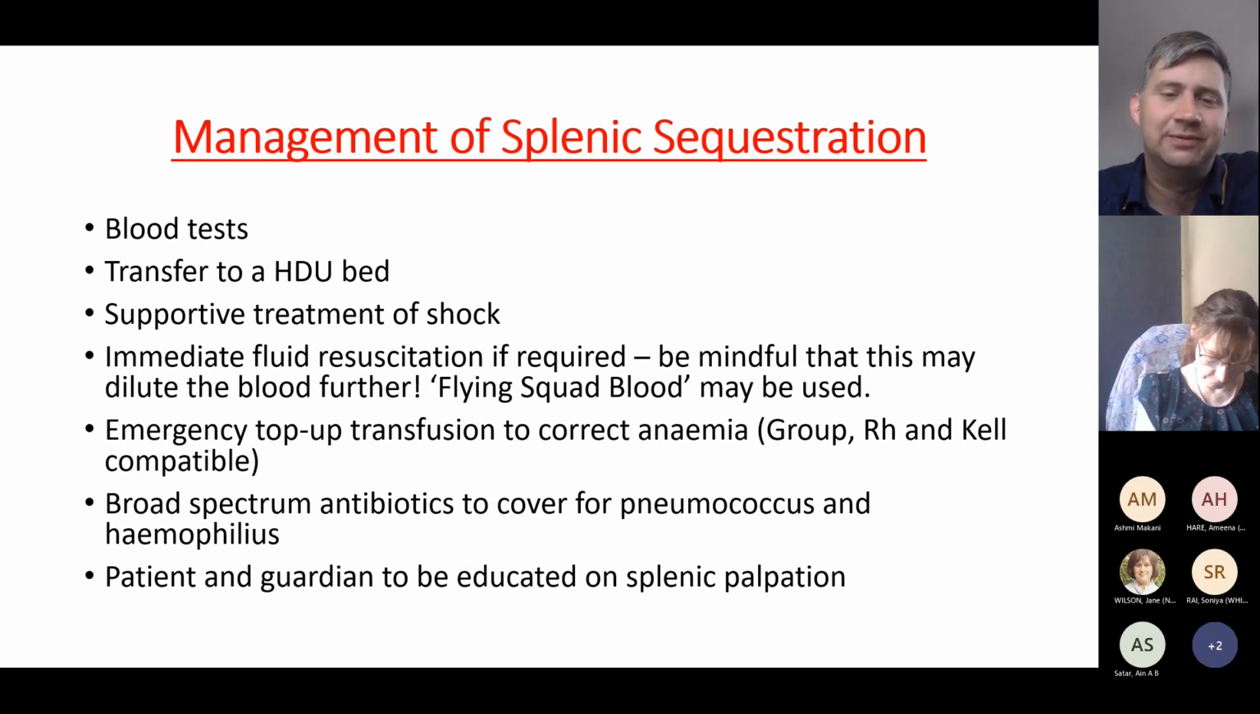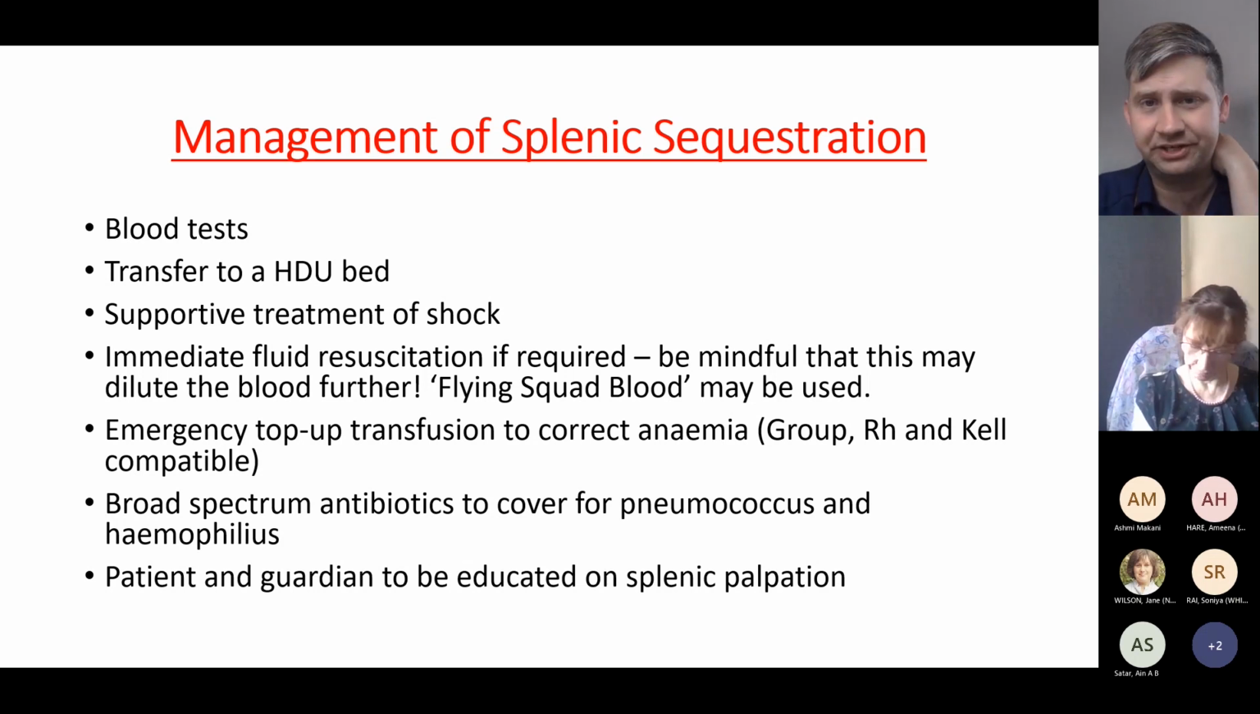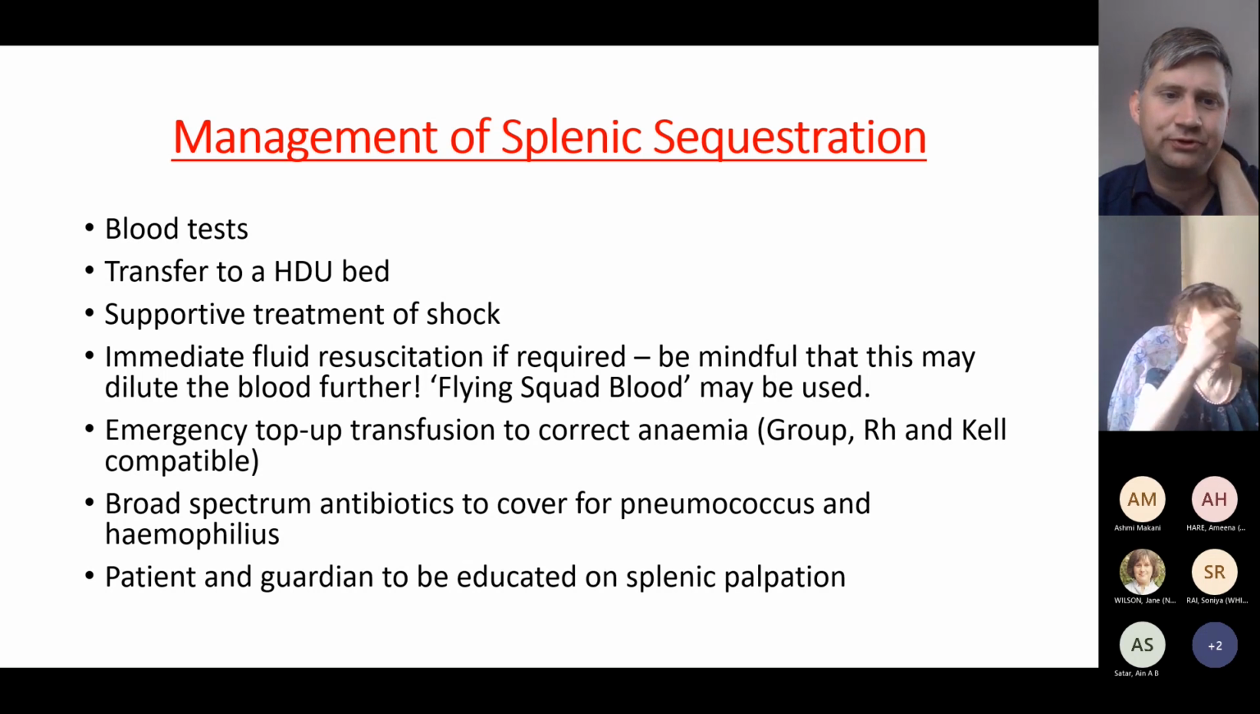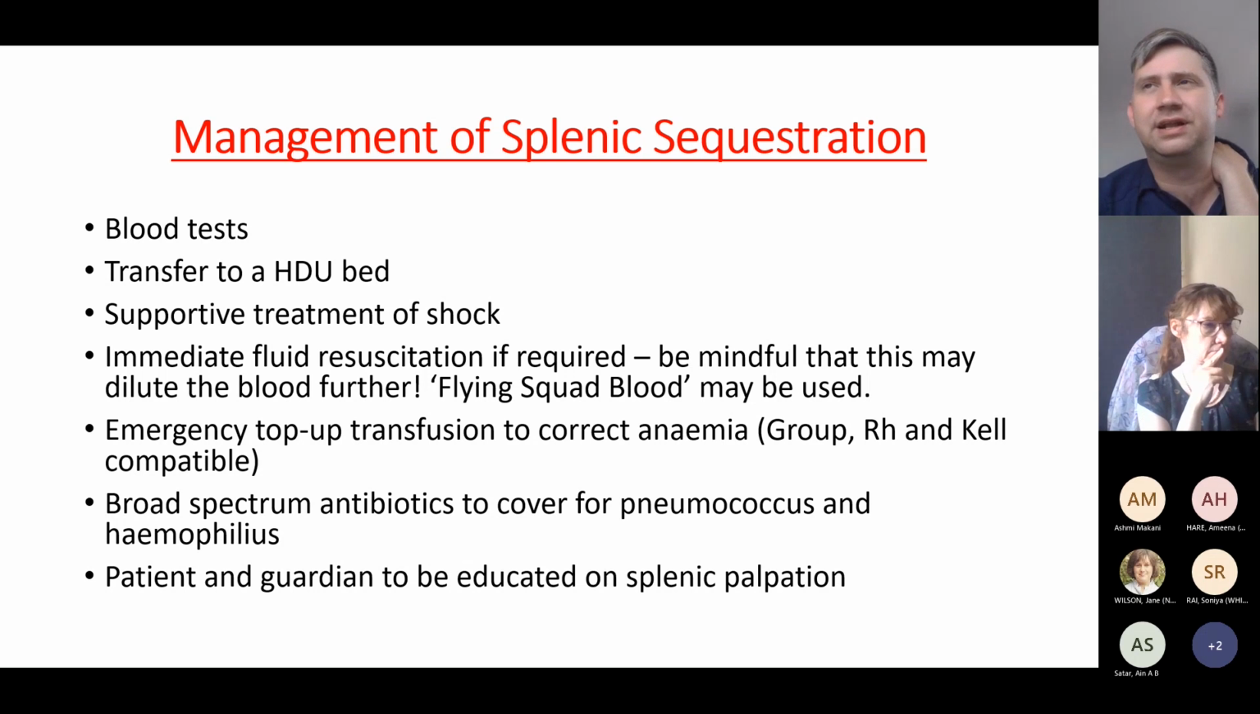We need to alert blood bank, and we might need to use what we call flying squad blood, so generic blood, to correct that anemia quite aggressively. We might also use blood to do the fluid resuscitation. So we'll do a top-up transfusion to correct the anemia, and it needs to be group, rhesus and Kell compatible. Broad spectrum antibiotics to cover pneumococcus and haemophilus. Again, there should be policies in place for antimicrobial guidelines on what should be used.